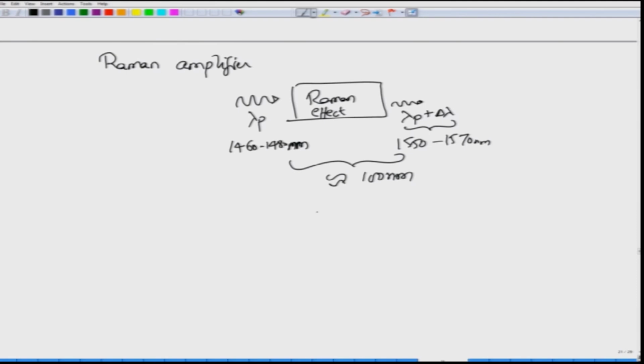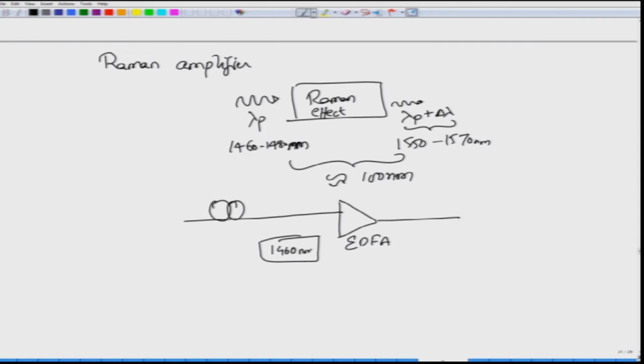How is this actually useful for us? Well, before you put in a span, you have an erbium doped fiber amplifier, correct. Just before that you can take in this 1460 nanometer pump and connect it onto the fiber. Notice that this acts as a pump and starts to interact with the signal coming in from this side. The pump is propagating backward and starts to amplify the signal.